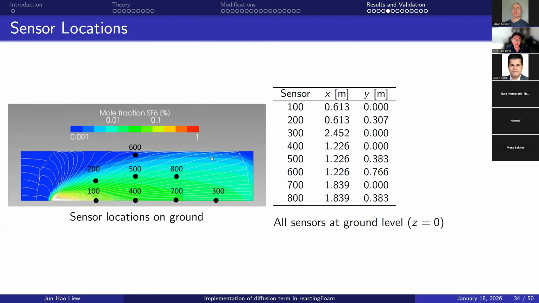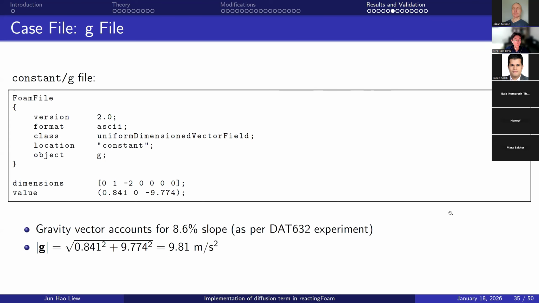So this figure here is just an illustration, but the sensor locations are exact, just for your reference. And then we move on to the gravity file, which we need to create in the constant folder. As calculated just now, we have 0.841 in the x direction and negative 9.774 in the z direction, which means it's going down. If we check this, verify, it should arrive at 9.81 gravity.